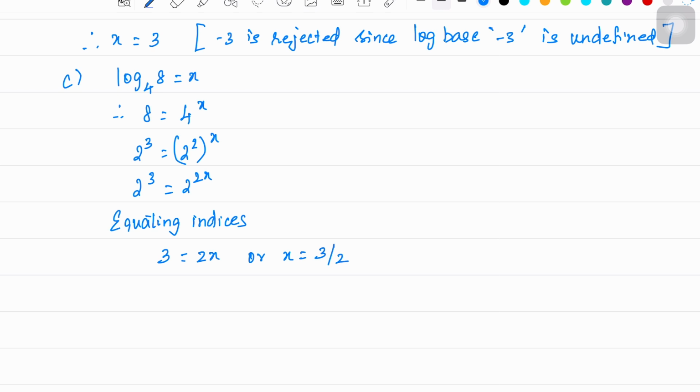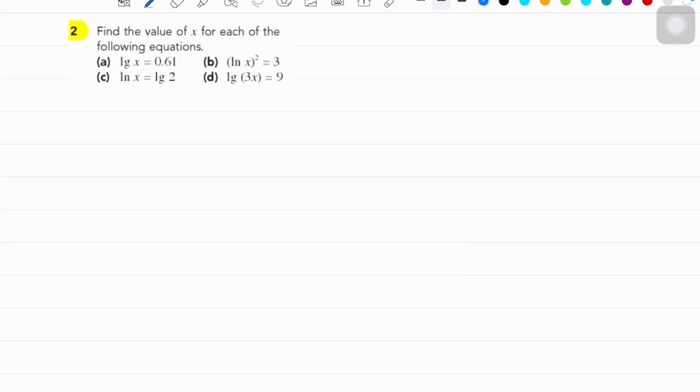This is our answer. Now let's move on to the second problem. Find the value of x for each of the following equations. So we'll start with A. Log x equals 0.61, and we know lg represents log to the base 10. So writing this in the index form, x equals 10 raised to 0.61, and calculating this, we get x equals 4.07. So this is the answer for A.